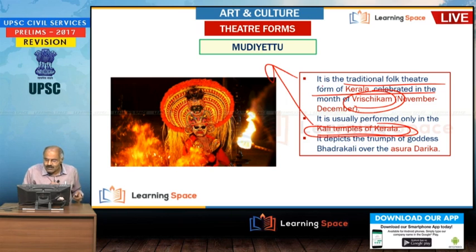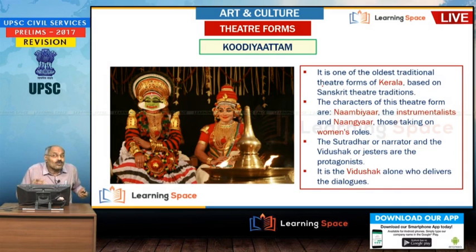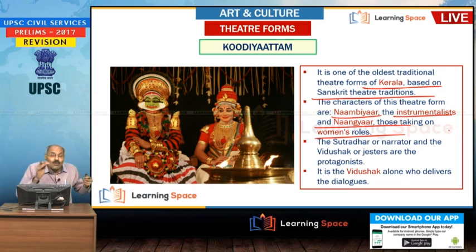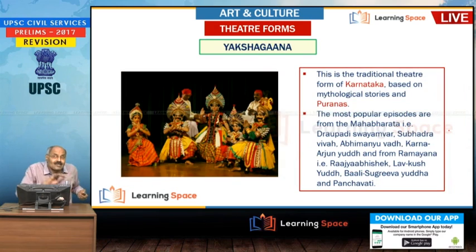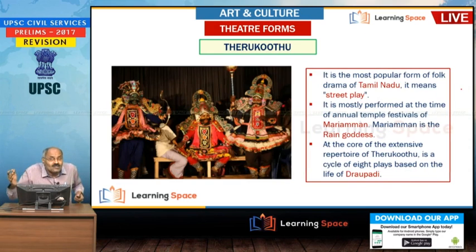This is Mudiyettu. Then Kudiyattam. Kudiyattam is also a traditional theatre form of Kerala, based on Sanskrit theatre traditions. And the characters of this theatre are Nambiyar, the instrumentalists, and Nangiar, who takes the women's roles, right? Then Yakshagana, this is the traditional theatre form of Karnataka, based on mythological stories and Puranas.